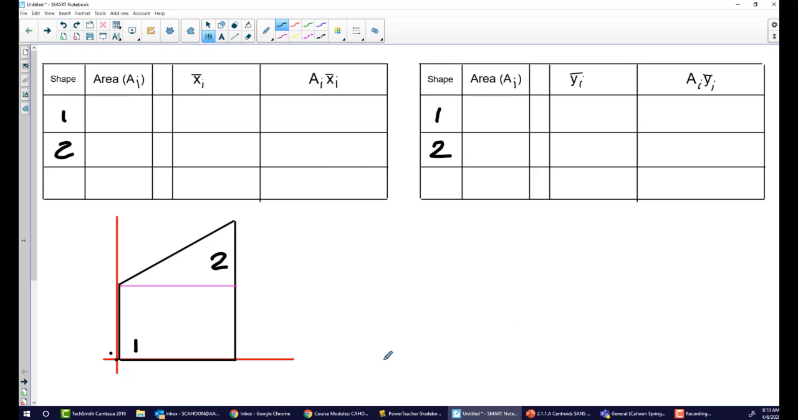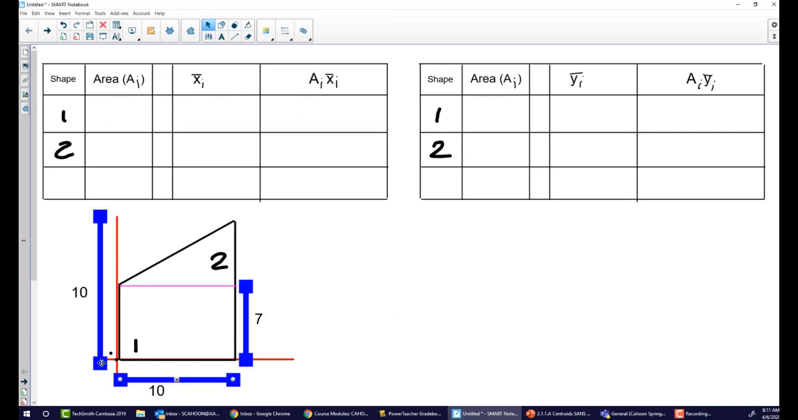Okay, so let's work on the area first. So this is 10, the base, times 7. So 70 is going to be my area up here. And so my area of shape 1 is going to be 70 inches squared. Right?